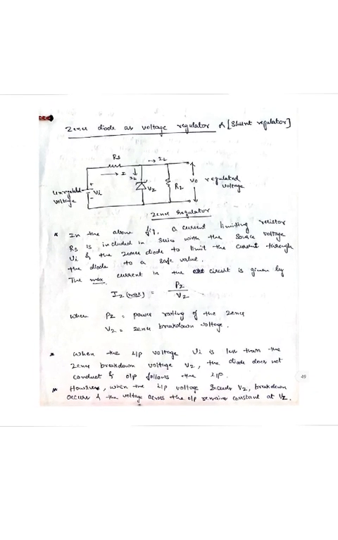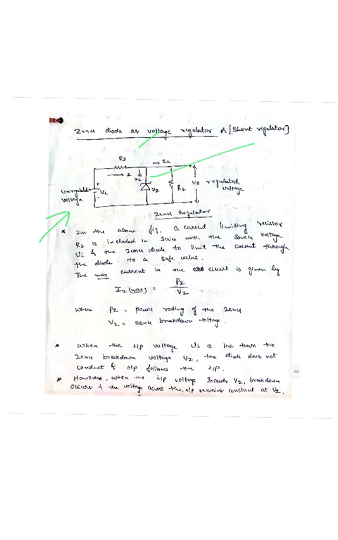So what do you mean by Zener diode as a voltage regulator? You can see the diagram here. We are giving an unregulated voltage, that is Vi, with respect to a limiting resistance Rs. This is your Zener diode, and the current flowing across the Zener diode will be Iz, and IL will be the current flowing across the load resistance. So the output you get will be a regulated voltage.